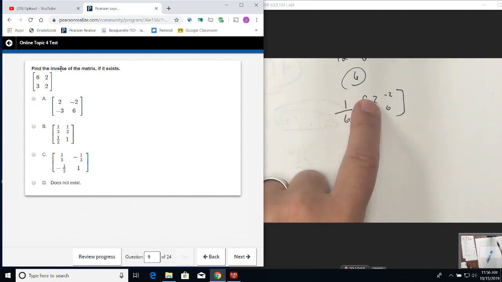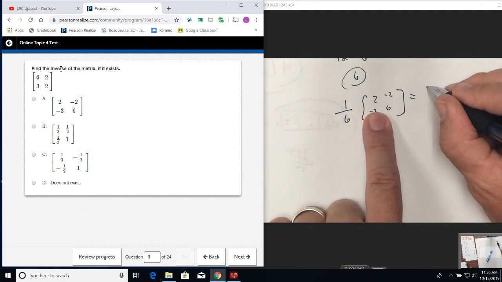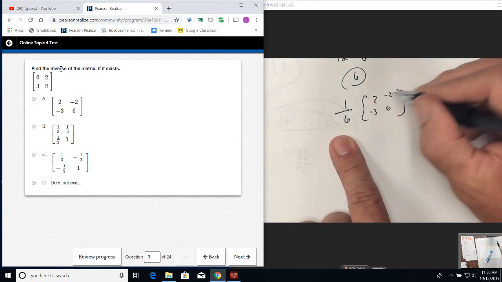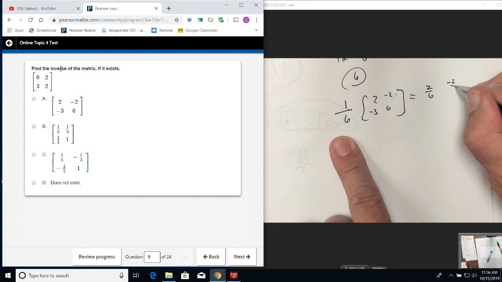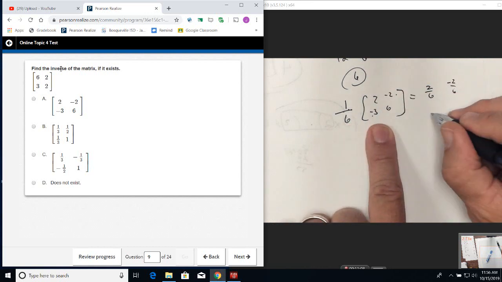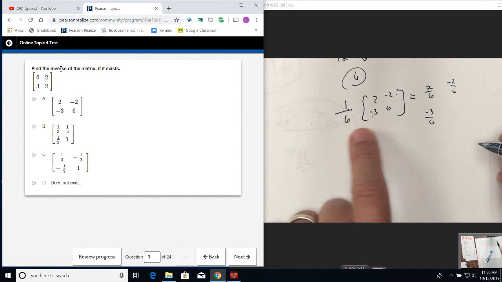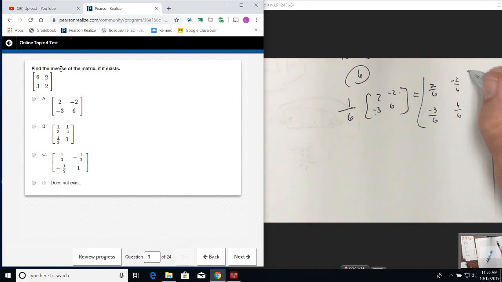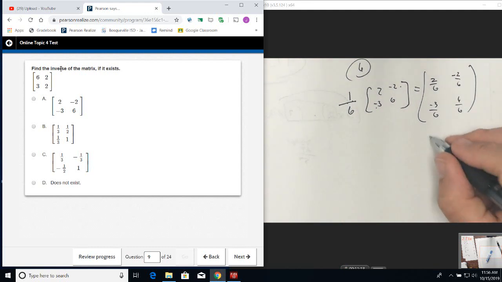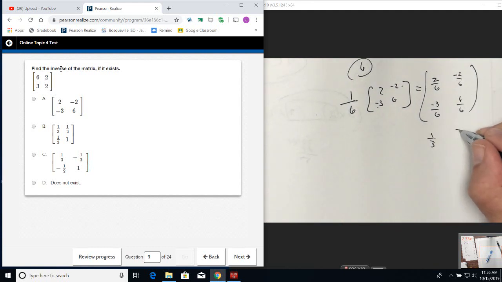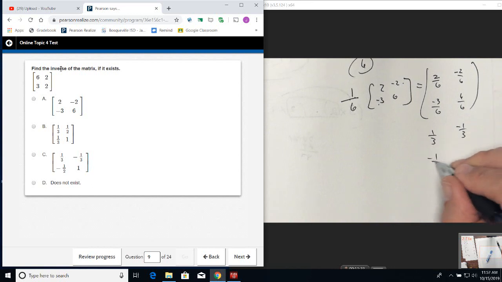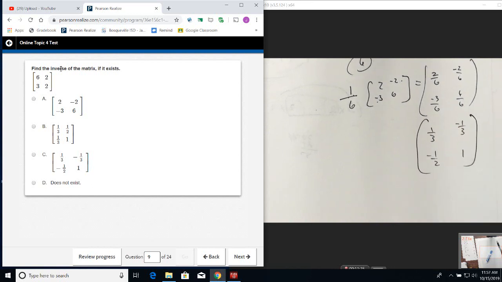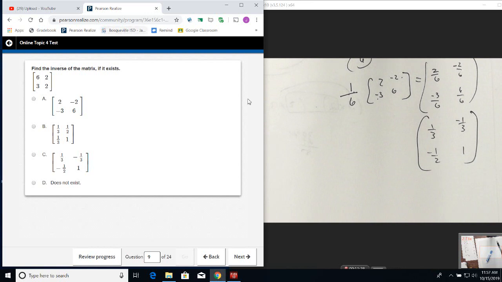And just multiply 1/6 times 2. What's 1/6 times 2? 2/6. Very good. What's 1/6 times a negative 2? Negative 2/6. What's 1/6 times a negative 3? Negative 3/6. And then 1/6 times 6 would be 6/6. And then reduce those. 2/6 is what? 1/3. Negative 2/6 is negative 1/3. Negative 1/2 and 1. If I did my math right and followed my rules right, that should be the correct inverse, but I want to check it, right? So it looks like it's C, but let's check it.